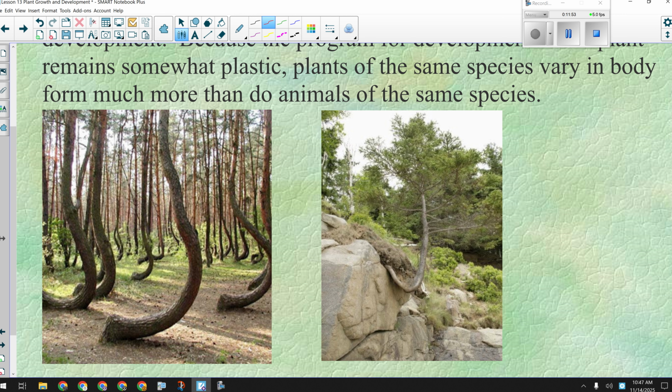How do you adapt to your environment when you can't move? You change your growth. What about this tree? That's a pretty funky shape. It's growing right out of the rock, as we often see spruce trees do. What could have made it have that big hairpin turn in it?